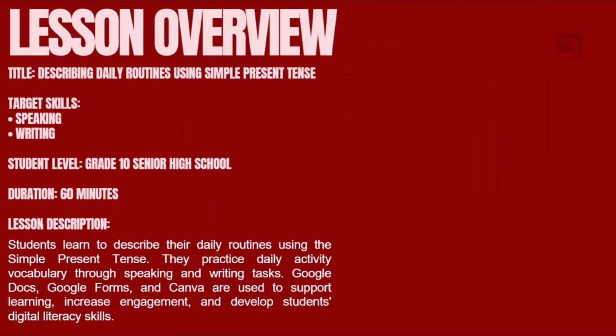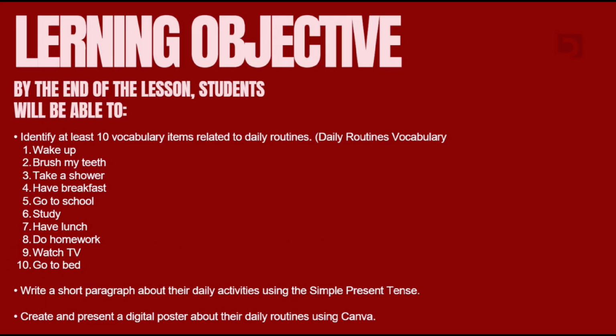So guys, this lesson is designed for grade 10 senior high school students and it is planned for a duration of 16 minutes. The target language skills are speaking and writing. The topic chosen is daily routine because it is familiar and relevant to students' everyday lives. When students talk about activities they do every day, they can easily connect their personal experience with the target language. In this lesson, students learn vocabulary related to daily routine such as wake up, brush my teeth, have breakfast, study, do homework, and go to bed. They then use this vocabulary to create sentences and paragraphs using the simple present tense.